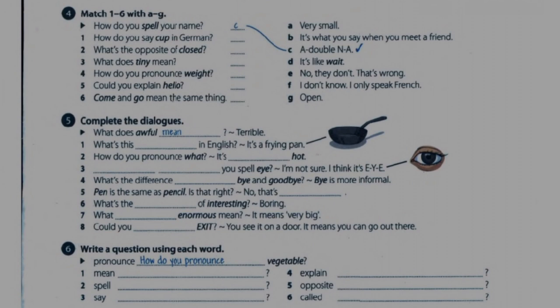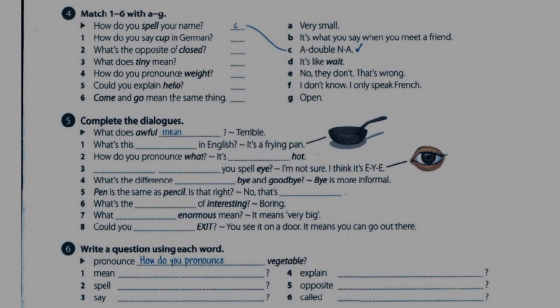Number 4. Match 1 to 6 with A to G. How do you spell your name? It matches with C. A, double N, A. Number 1. How do you say cup in German? I don't know. I only speak French. It matches with F. Number 2. What's the opposite of close? Open.